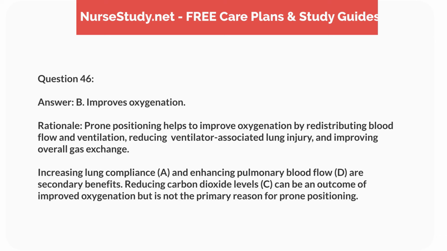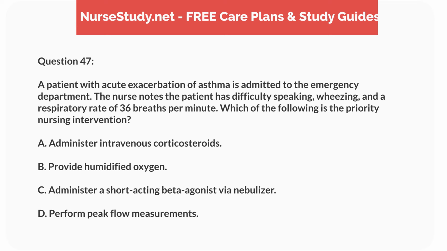Answer: B. Improves oxygenation. Rationale: prone positioning helps to improve oxygenation by redistributing blood flow and ventilation, reducing ventilator-associated lung injury, and improving overall gas exchange. Increasing lung compliance, A, and enhancing pulmonary blood flow, D, are secondary benefits. Reducing carbon dioxide levels, C, can be an outcome of improved oxygenation but is not the primary reason for prone positioning.